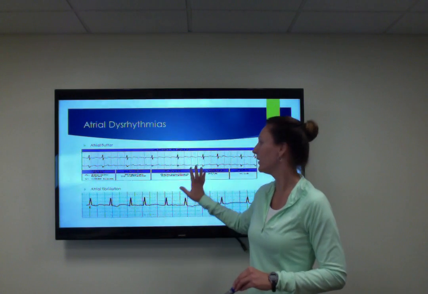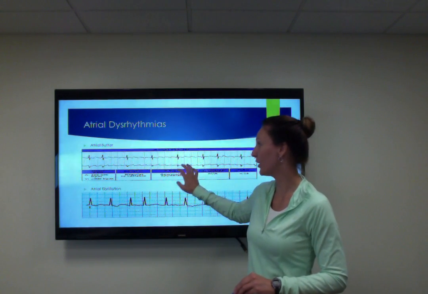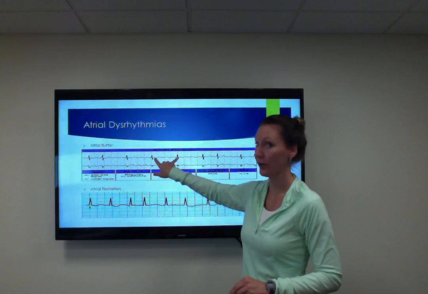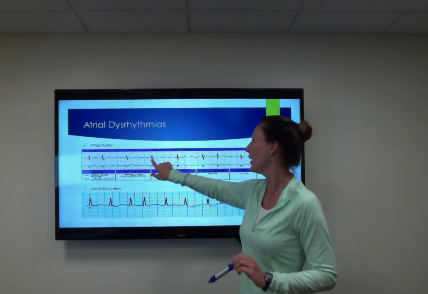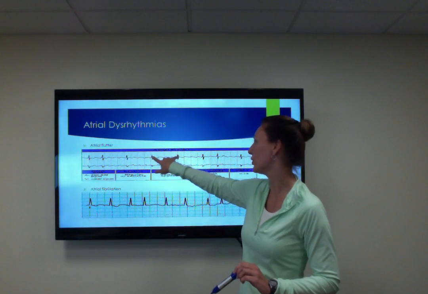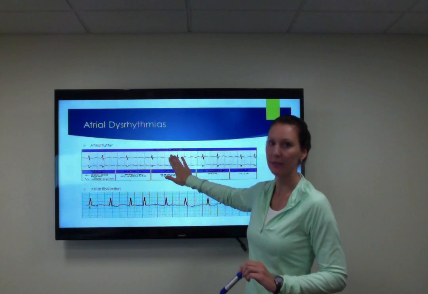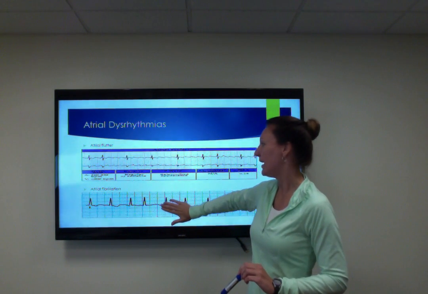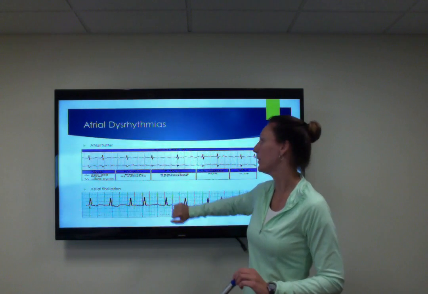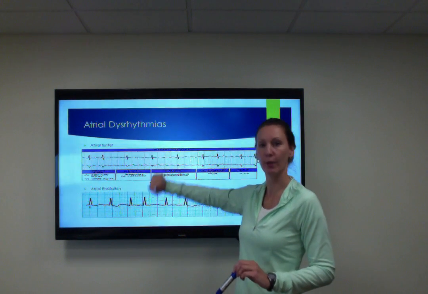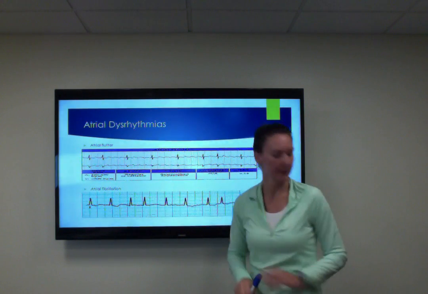And then with the A flutter, it's kind of the same situation. However, it's regular, where you have your QRS to QRS, or your R to R interval, and they are the same distance apart, where in A fib, they're not the same distance apart. Another determining factor for A flutter is the distinct sawtooth mark, where it's a little bit more jagged.